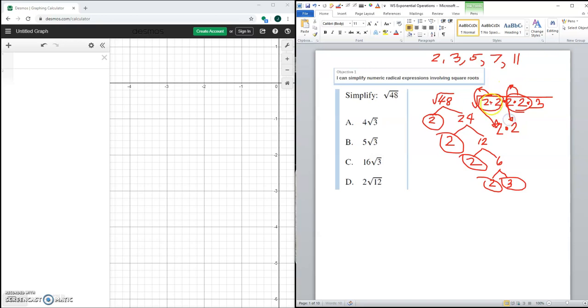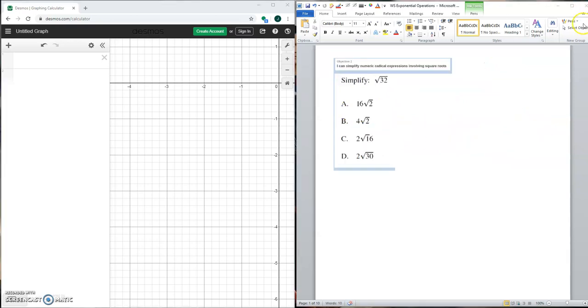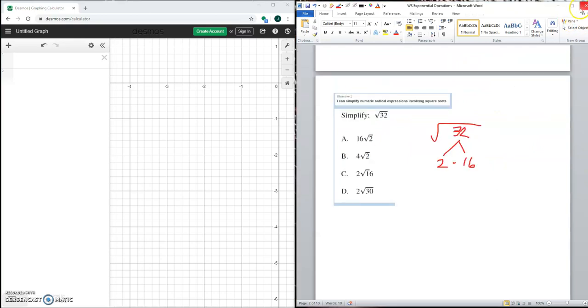So again, look for pairs, but whenever they go out of the radical, they will just turn into one piece because you're getting the root. The 3 has no pair, so it stays inside. So therefore, for your square root of 48, your final answer is 4 square root of 3, which is letter A. Example number 2, use the same process as example number 1.